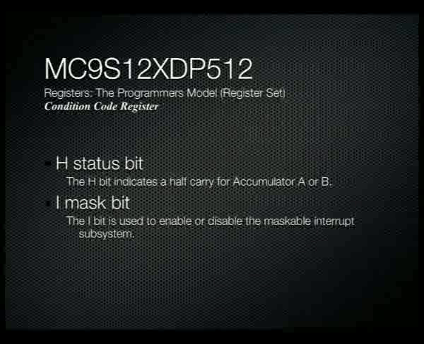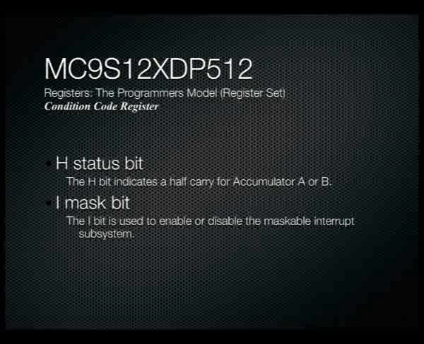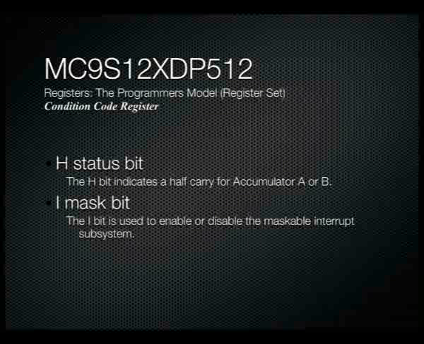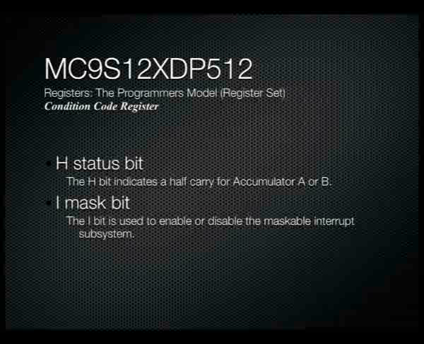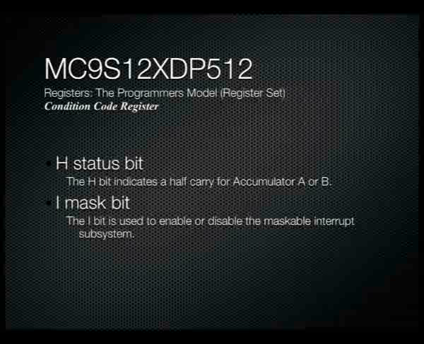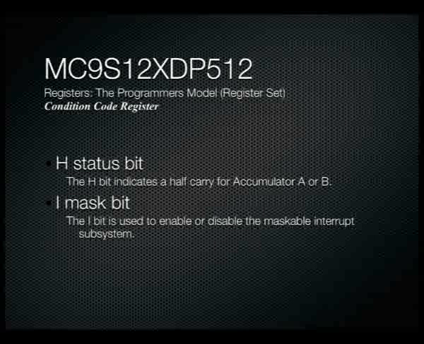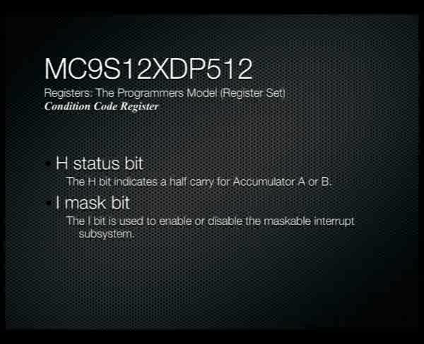We have the H status bit, which is the half carry for accumulator A or B. So when you're doing binary coded decimal and you have a number that goes from 9 in value up to being 10 or greater, then the half carry status bit is actually set to allow a subsequent decimal adjust instruction to then do a correction on it.